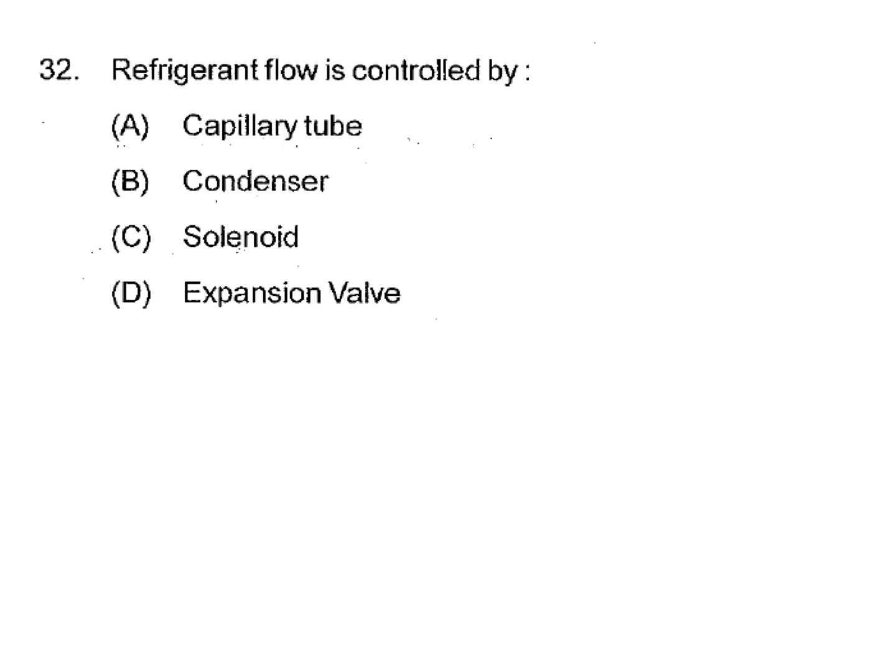Question is, refrigerant flow is controlled by A. Capillary tube, B. Condenser, C. Solenoid, D. Expansion valve. Answer is expansion valve controls flow of refrigerant. In capillary tube, it drops the pressure.